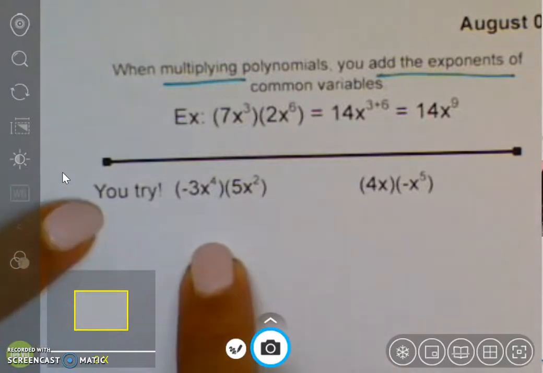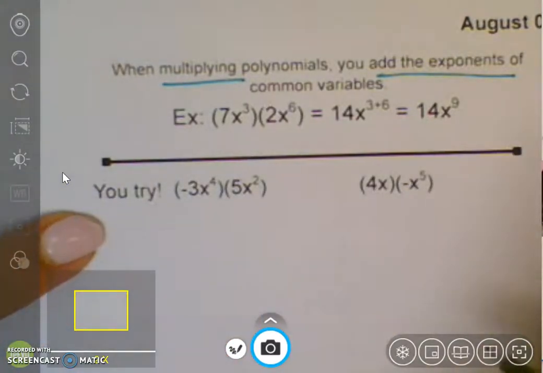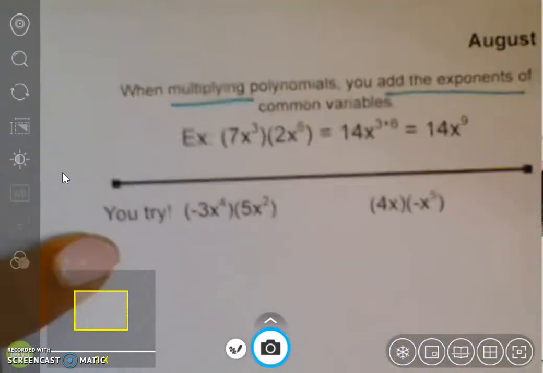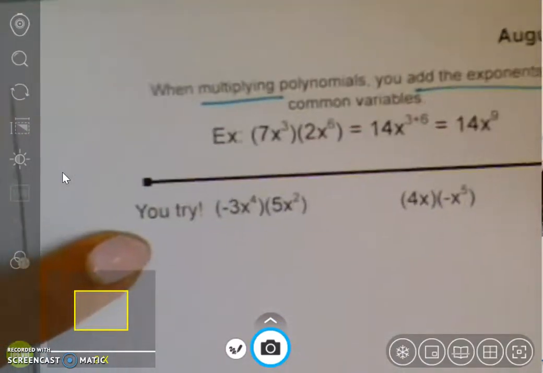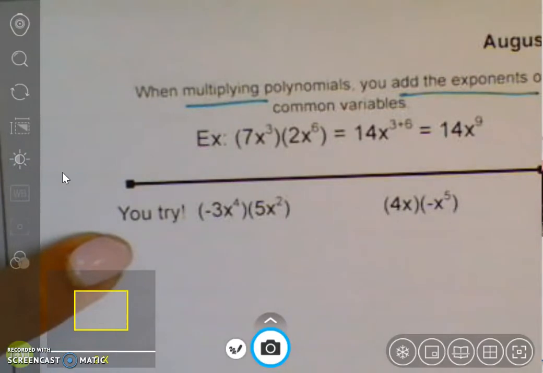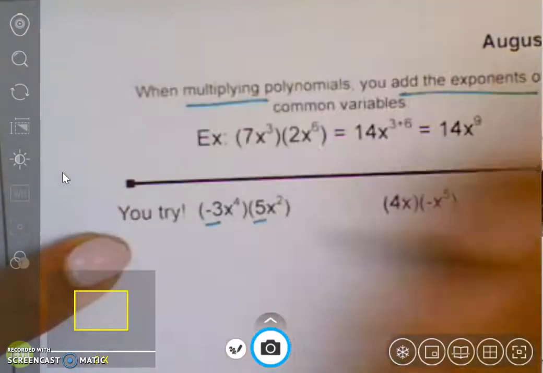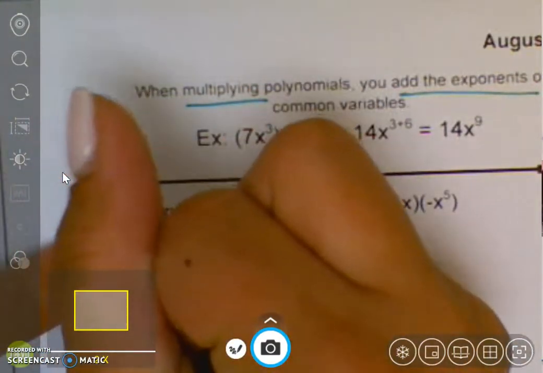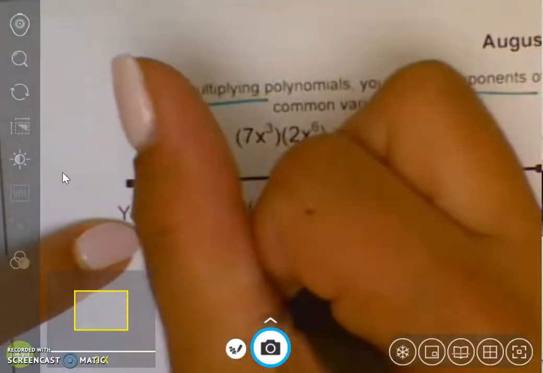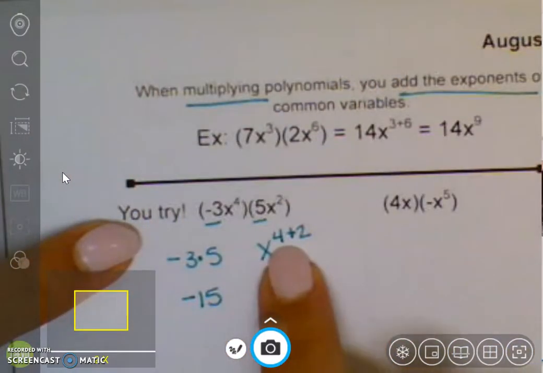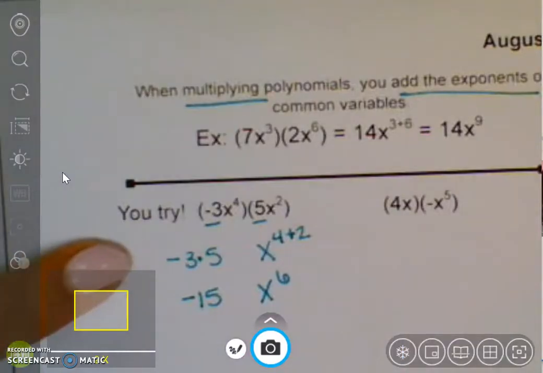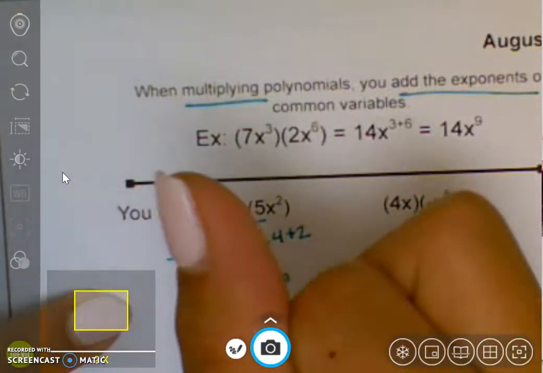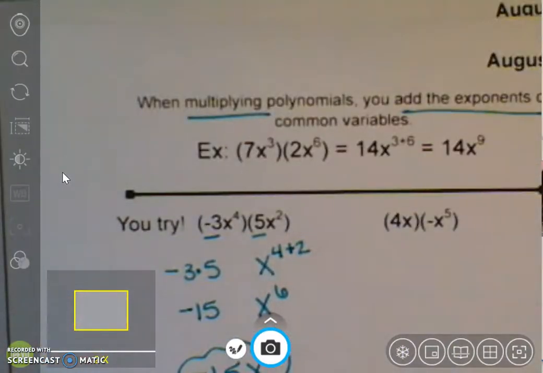So for this first problem, you are going to multiply the front numbers, which is the negative 3 and the 5, the coefficients, and then you are going to add exponents. So negative 3 times 5 is a negative 15. Then for the exponents, you're doing x to the 4th, and you're adding the 2 to it. So you get x to the 6th. So your final answer is negative 15, x to the 6th.